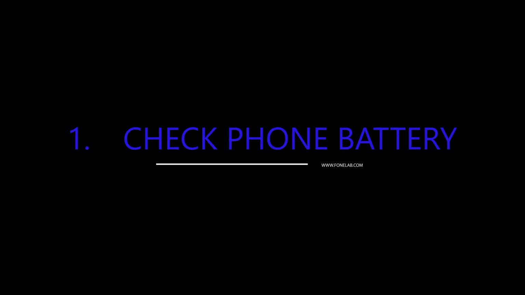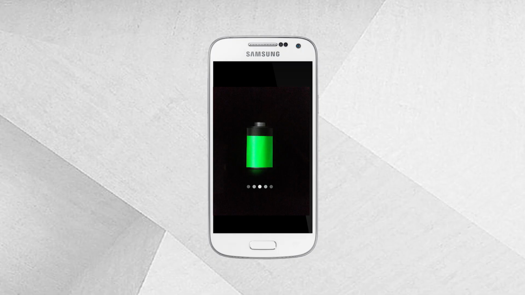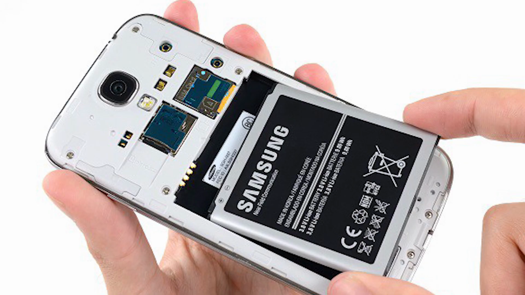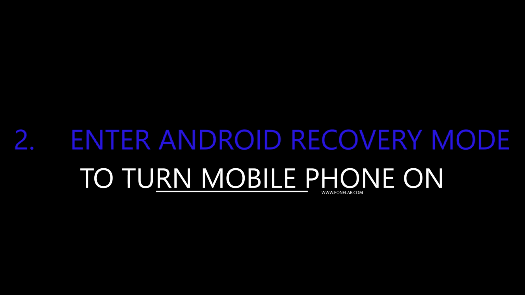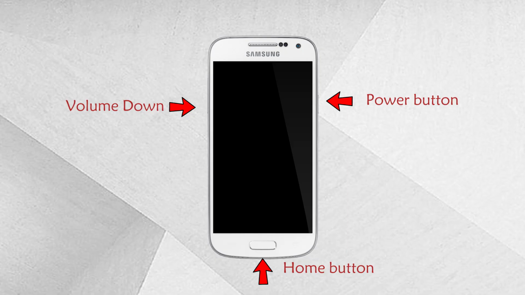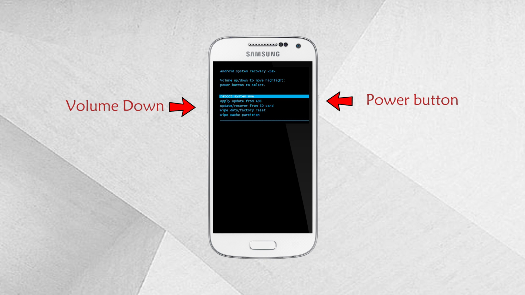1. Check the phone battery. Charge your phone for enough time or change to another battery. 2. Enter Android recovery mode to turn the mobile phone on. Step 1. Press and hold the volume down plus home plus power buttons until the Samsung logo appears. Step 2. Press the volume down button to choose reboot system now, then press the power button.